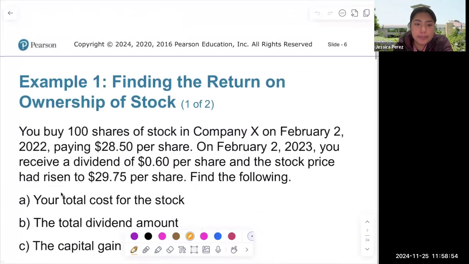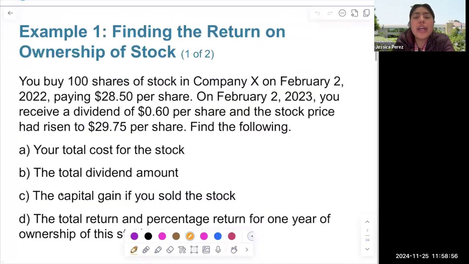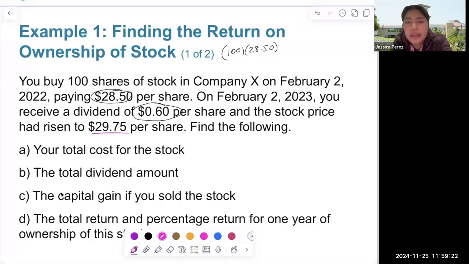Let's look at an example. You buy 100 shares of stock in company X on February 2nd, 2022. This is how much you pay per share. So how much is it going to cost? Well, you have 100 times 28.50. You receive a dividend of 60 cents per share, and the stock price has risen to 29.75. Find the following.